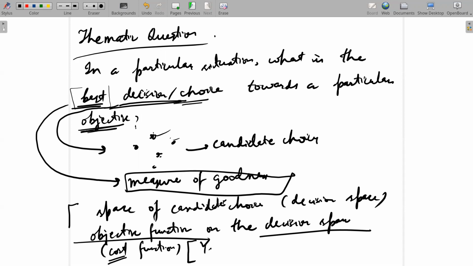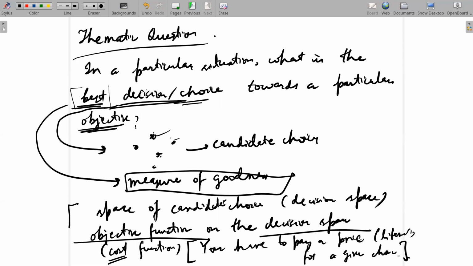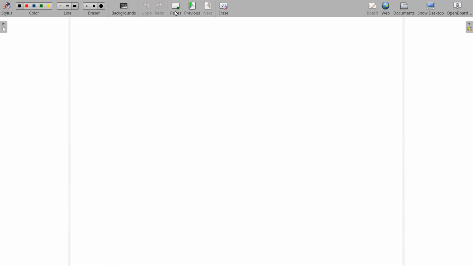If you want to put it this way, you have to pay a price for any given choice. You can interpret this pay a price in a literal sense, or in a sense of a phrase. Sometimes literally, for any given choice you make, you pay a price. And you want to make the best decision. All right. So this brings us to what an optimization problem typically looks like.